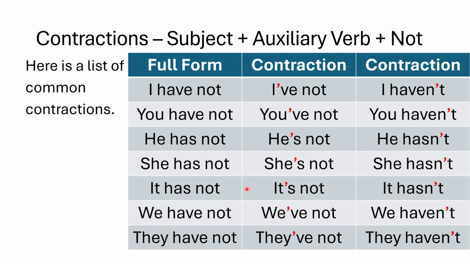It has not. It's not. It hasn't. We have not. We've not. We haven't. They have not. They've not. They haven't.